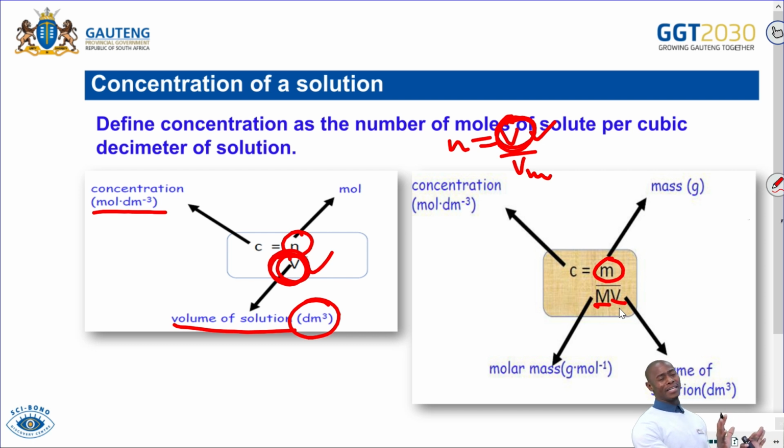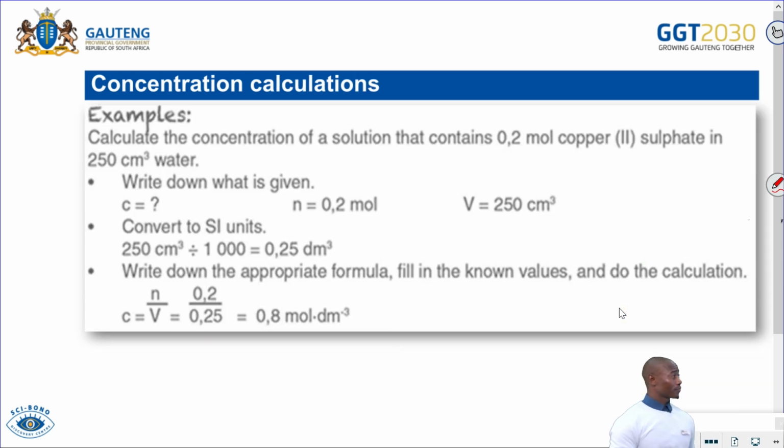And please be careful, learners, when it comes to V. This V is the volume of a solution. This V is the volume of a gas at a certain temperature and pressure. Then these are the concentration calculations.